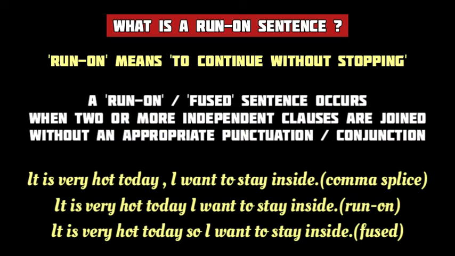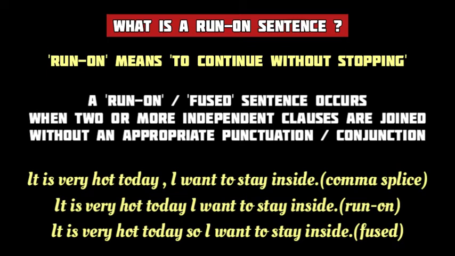Well, up next we have run-on sentences. To run on means to continue without stopping. In English grammar, a run-on or fused sentence occurs when two or more independent clauses or complete sentences are joined without an appropriate punctuation mark or conjunction. In other words, when two or more independent clauses are joined without an appropriate punctuation mark or a correct conjunction to form one longer sentence, then it is called a run-on sentence in English grammar.